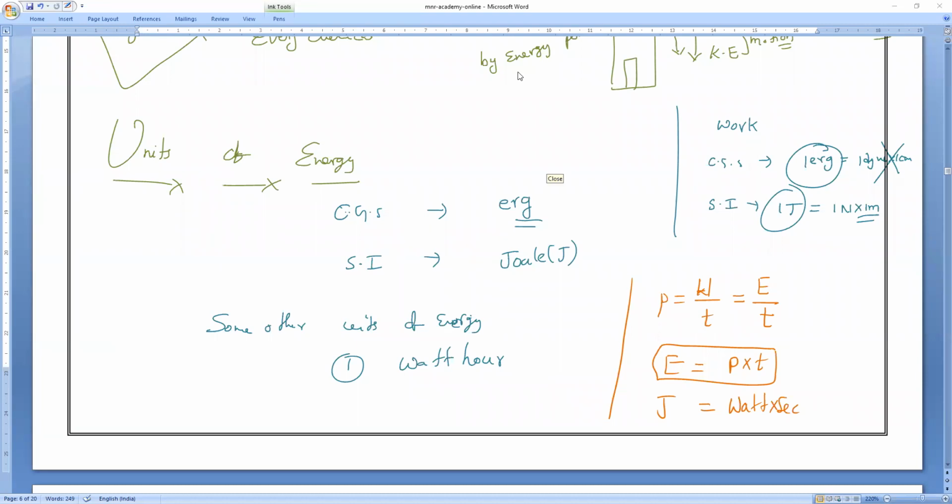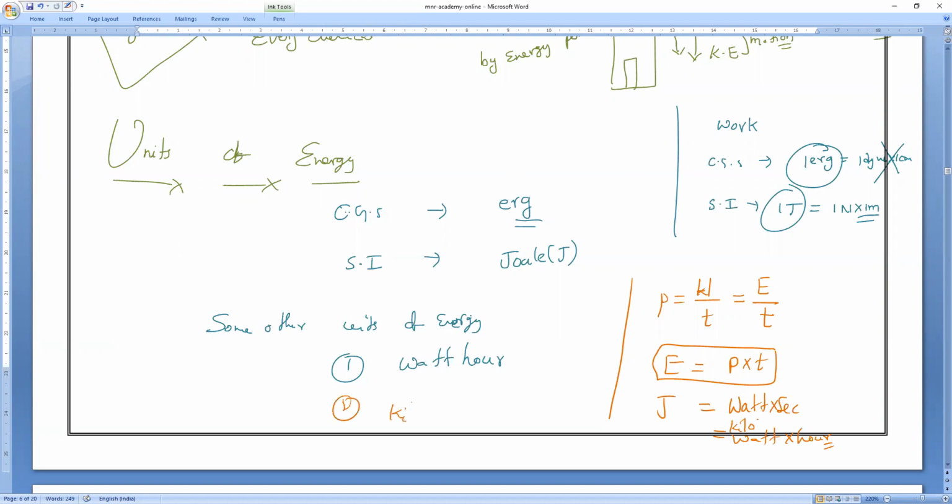Everybody clear? Watt second, or I can say watt hour. Is it okay, guys? Basically, watt into seconds we'll say. Kilowatt, what will we say? Kilowatt hours. Bigger units. Understanding, guys? Everybody? Watt hours we can say.